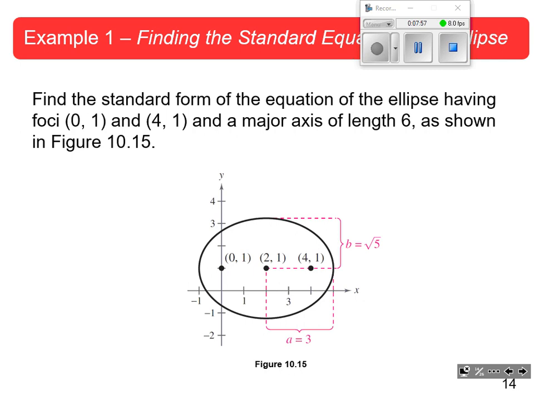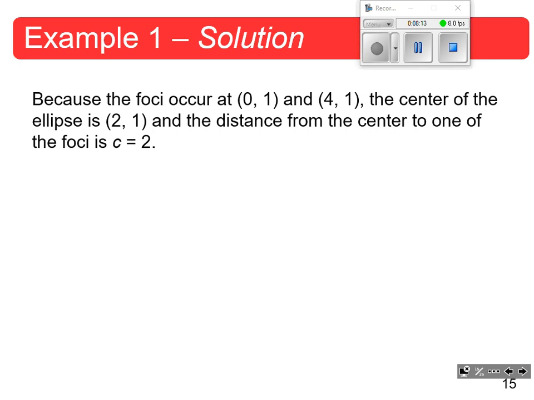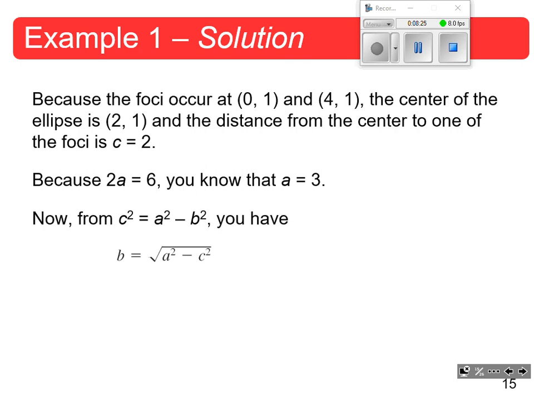So 0 plus 4 is 4, divided by 2 is 2. So it gives us the overall center, and we can use this to go on and figure out the rest from here. Now, because of this, we know the focus is C. So 2A is equal to 6, so we know A is 3. Again, this is using a lot of just the basic equations to find it. Now, any questions on this so far?